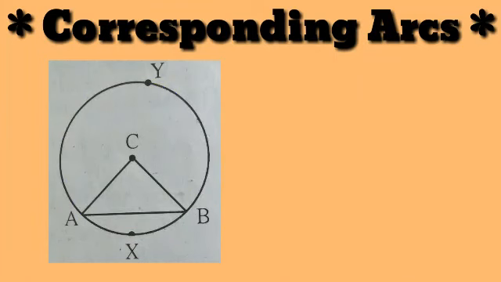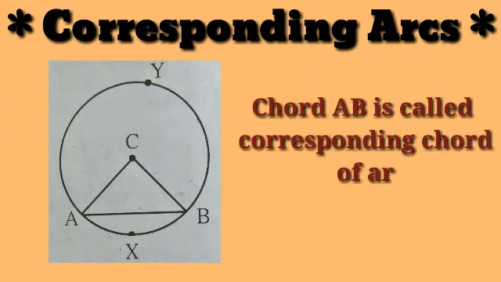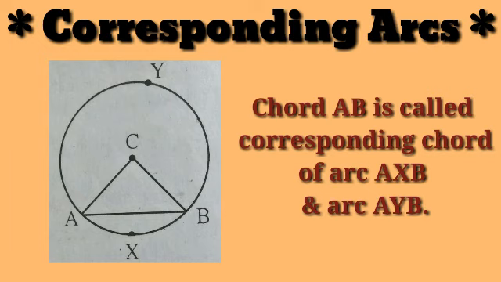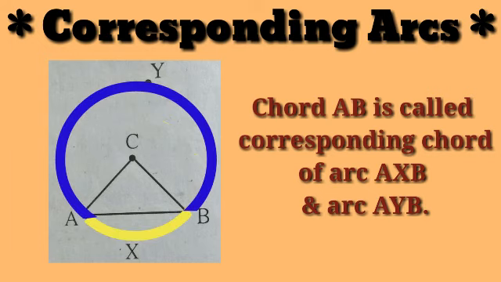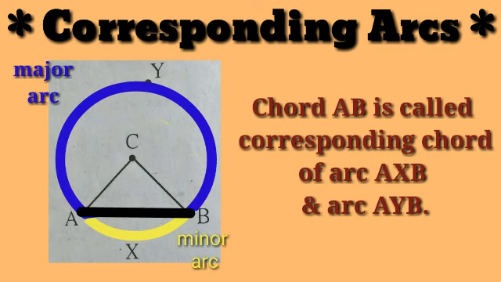Even chord AB is called the corresponding chord of arcs AXB and AYB, which are nothing but the minor and major arcs which are created by the one and single chord, that is chord AB. So be aware of the concept of corresponding chords.